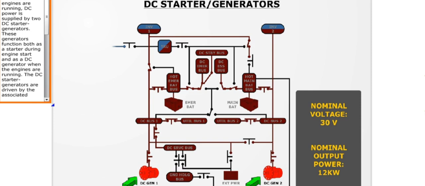When the engines are running, DC power is supplied by two DC starter generators. These generators function both as a starter during engine start and as a DC generator when the engines are running. The DC starter generators are driven by the associated engine accessory gearbox. When operating as a generator, these units produce between 27 to 31 volts with a nominal setting of 30 volts. They each output a nominal 12 kilowatts of power. The generators are cooled by air.